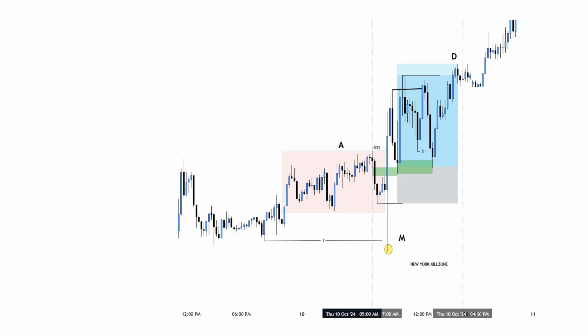But that's it for part 2. Today you saw live examples of accumulation, manipulation, and distribution, and learned how to spot these phases on your chart in real time. I hope this has given you a better understanding of how to trade with the market cycles instead of going against them.